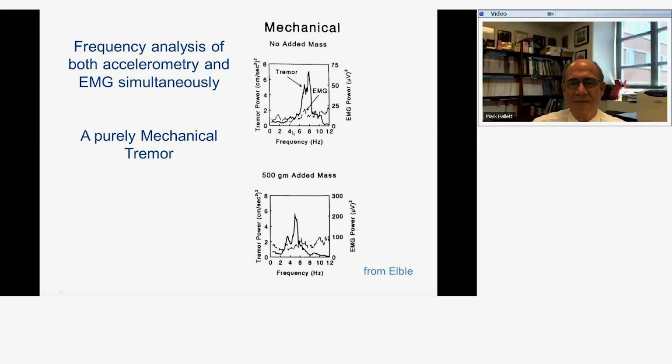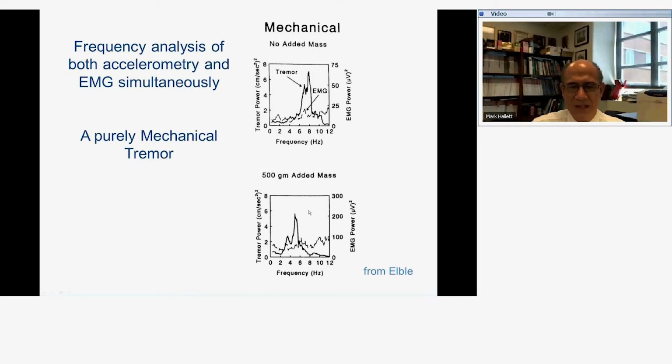Here we have a recording of the EMG and the accelerometer. This is called tremor here. And what you see is that you have a tremor peak, which is somewhere between 6 and 8 hertz, but the EMG is relatively flat, so the EMG is not participating in it.